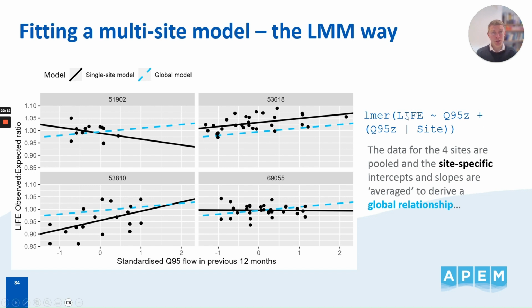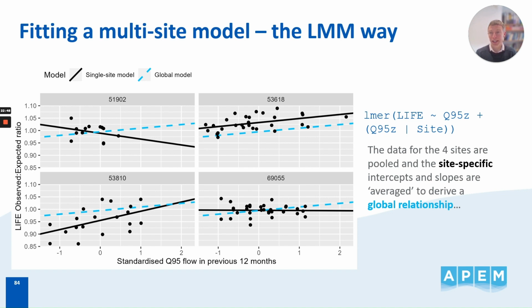We define our response variable first, that's our life scores. Our flow predictor variable is the standardized Q95. We also have site variable in the model as well. Now we allow this flow effect, the Q95 effect, to vary from site to site. You notice it's in brackets and we've got a bar between the Q95 and the site. That tells the model that this is a random effect. We want to allow the effect of flow to vary randomly from site to site.